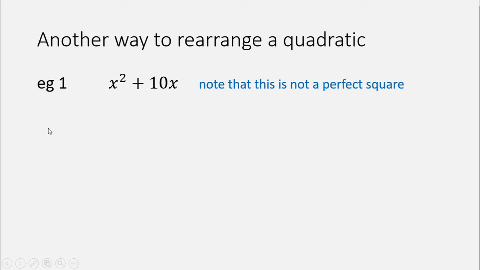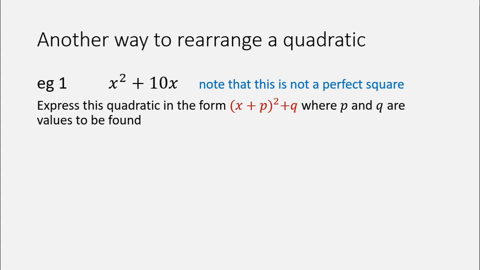Now, we want to express this in the format of (x + p)² + q. See, we know this is not a perfect square, so it's going to have something extra left over. Kind of like when you try and divide a number by a value that's not a factor and you have a remainder, although this is a little bit more advanced than that.